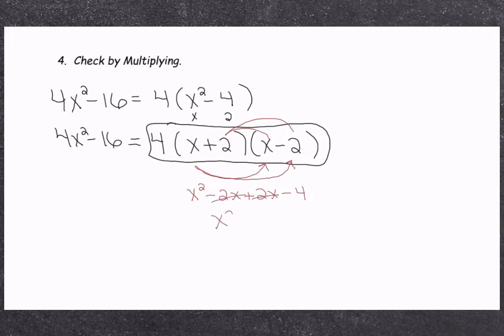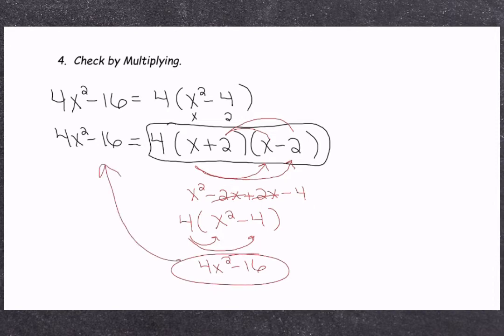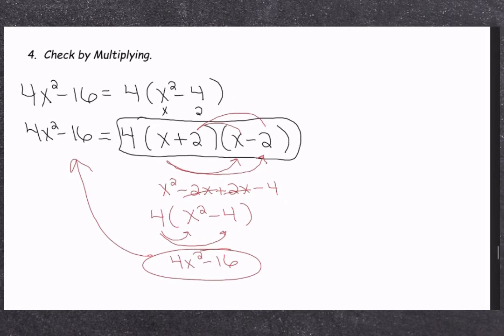I get x squared minus 4. And then I also have the 4 on the outside. So I distribute that in. And I get 4x squared minus 16. I get the original problem back. That lets me know that I got the right answer.